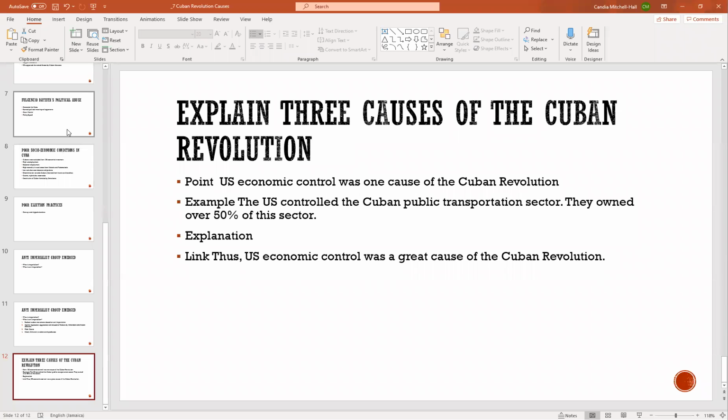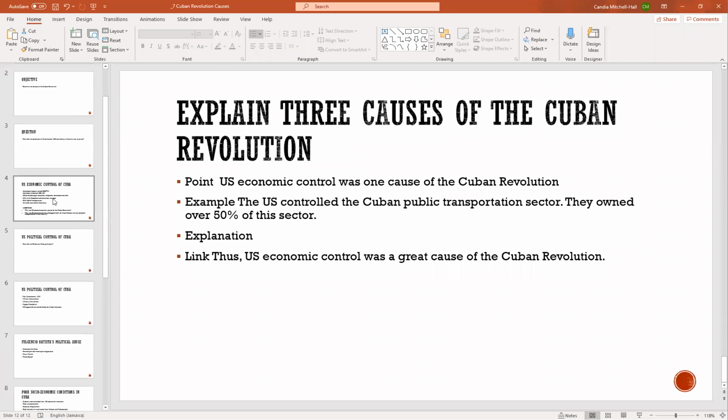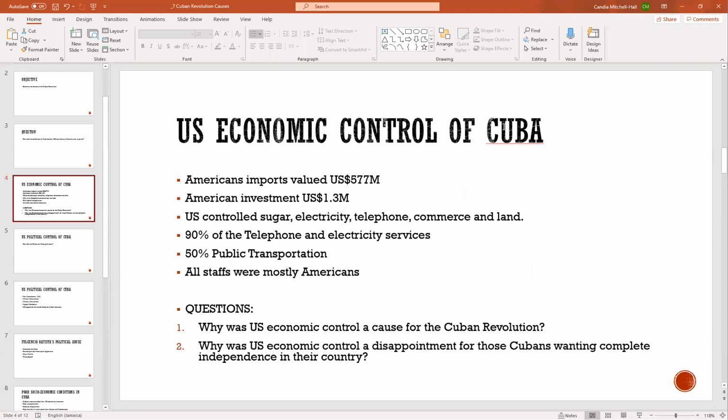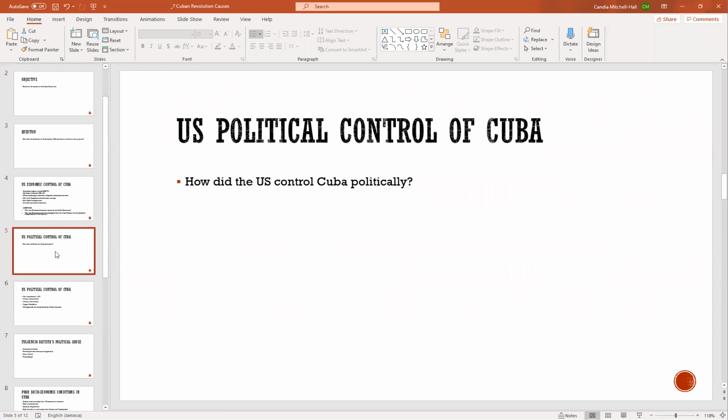So, ladies, if we look right here, US economic control was a cause for the Cuban Revolution. Another cause was US political control. How did the US control Cuba politically? We would have gone through this before.